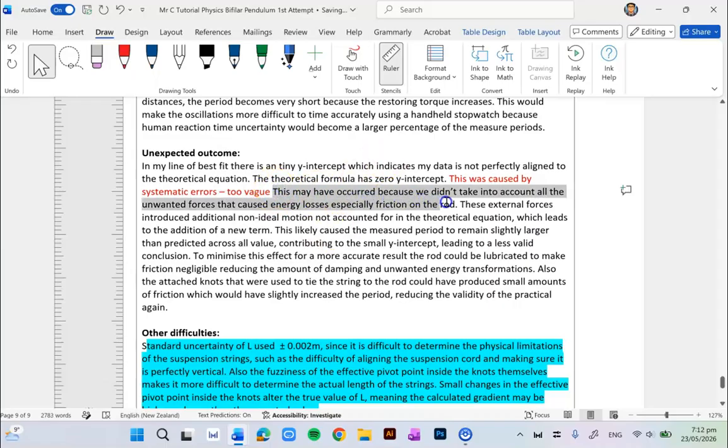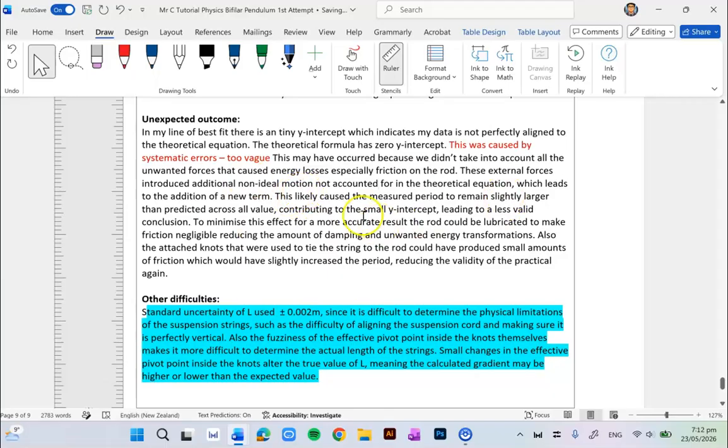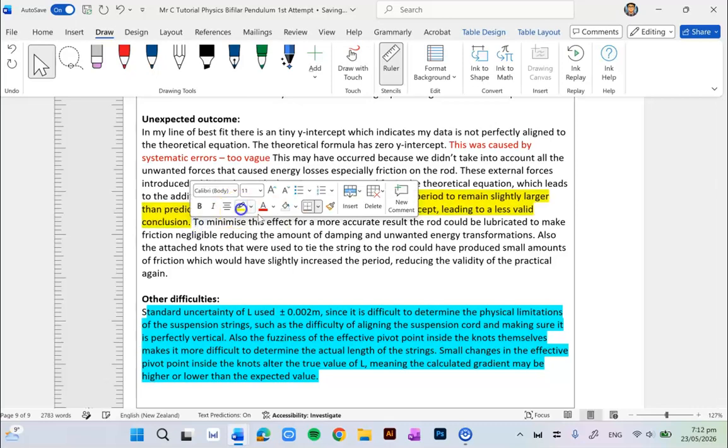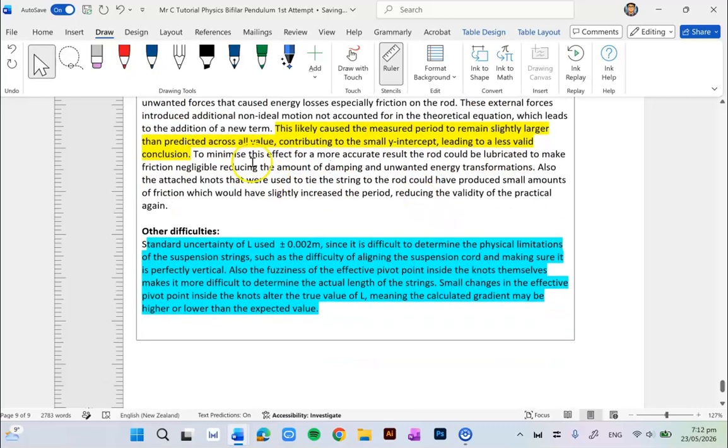Here's me linking to physics again. This is what the critical thinking's all about. So it didn't take into account all the unwanted forces that cause energy losses, right? Stuff like this. This introduced non-ideal motion, which was that linear motion we talked about before. And then how it would affect it. You can see this is how it would affect the data, this section here. And then I proposed a solution on how we could maybe fix it. So lubricating the rod to make friction have very little effect, which would reduce the amount of damping, which would give us a more accurate result.